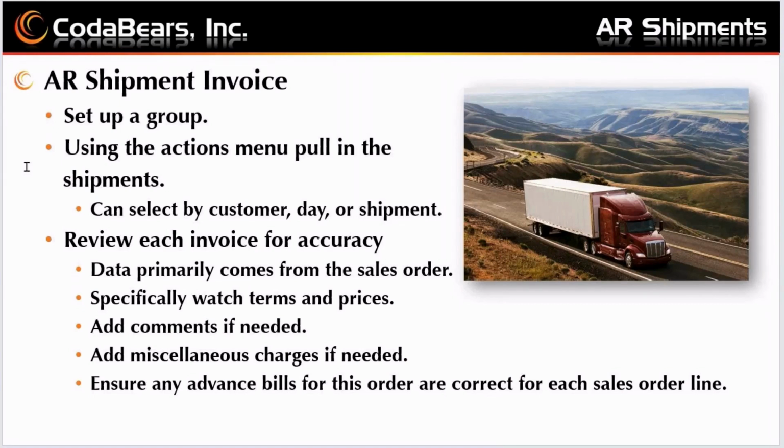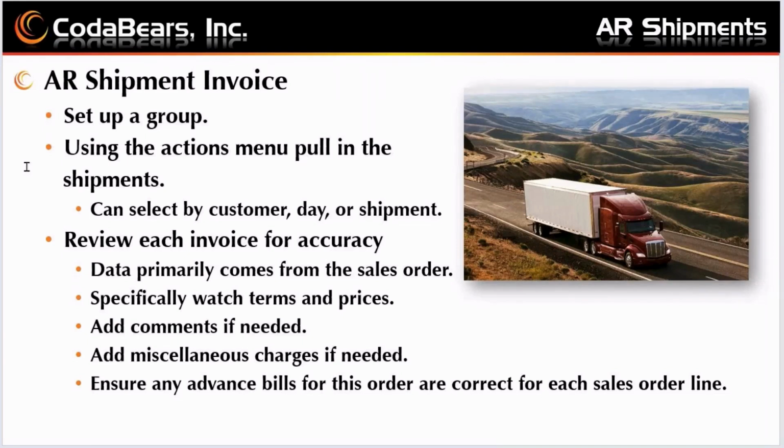If you are a custom manufacturer, for example, then you may only send out a few invoices and the amounts may change depending on what happens with your sales order. In particular, we want to watch terms and prices. So the terms we set up on the customer level, occasionally you're going to want to change the terms. For example, if it's a down payment or an advance billing, we would want to make sure that that is not net 30 days, that we want it ahead of time.